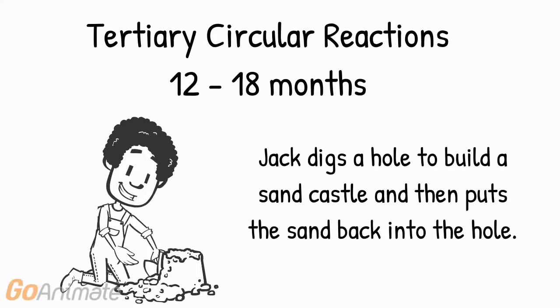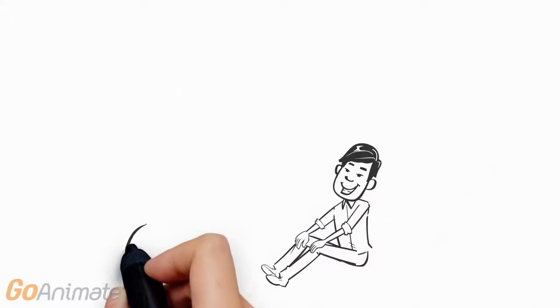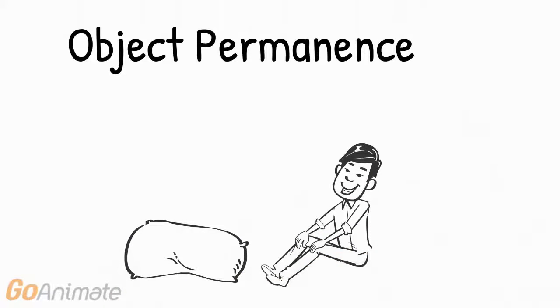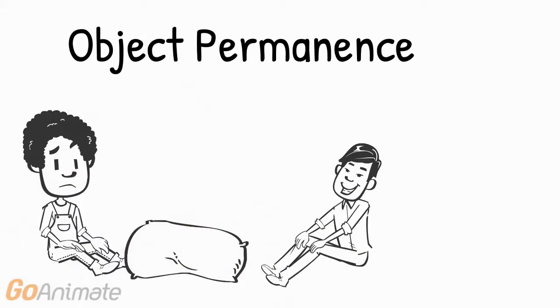that would be an example of a tertiary circular reaction. Let's just say that Jack's dad puts his favorite toy car under a blanket. Will Jack know to remove the blanket to get his favorite toy, or will he just sit there confused? If Jack knows to remove the blanket to get his toy, Jack will have established what's called object permanence.